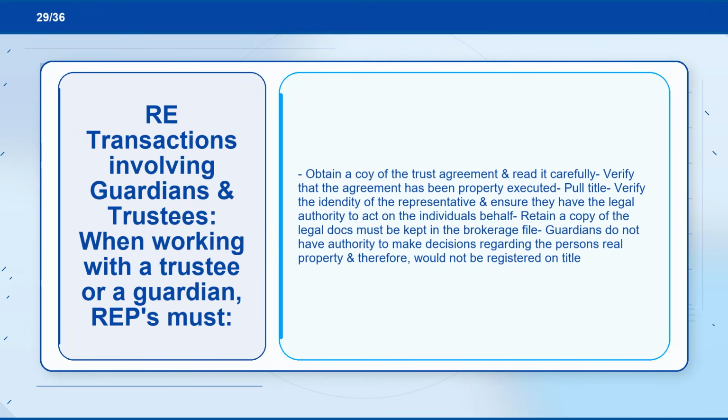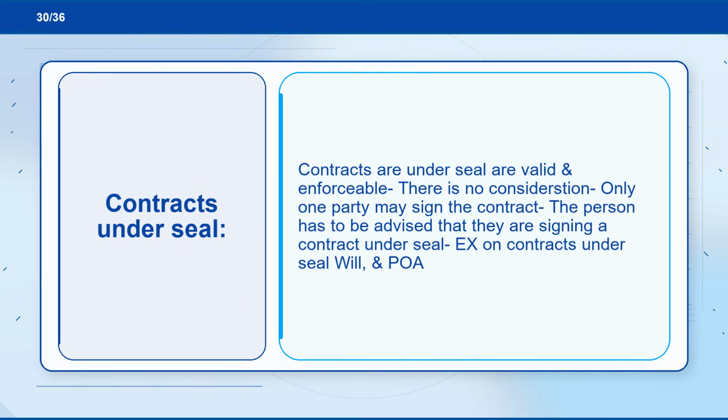Flashcard 29. Term, transactions involving guardians and trustees. When working with a trustee or a guardian, reps must, definition: obtain a copy of the trust agreement and read it carefully. Verify that the agreement has been properly executed. Pull title. Verify the identity of the representative and ensure they have the legal authority to act on the individual's behalf. Retain a copy of the legal docs. Must be kept in the brokerage file. Guardians do not have authority to make decisions regarding the person's real property and therefore would not be registered on title.